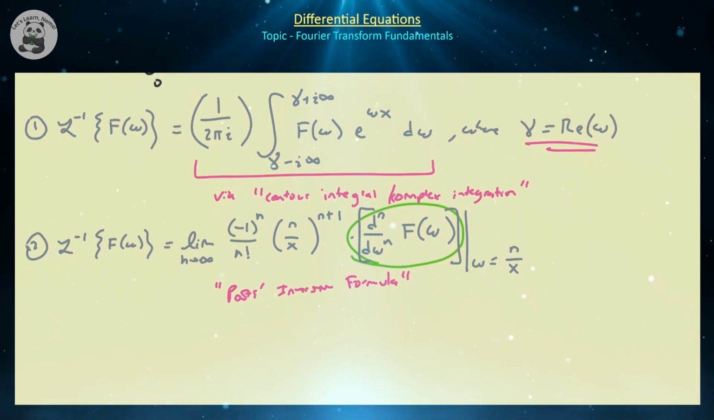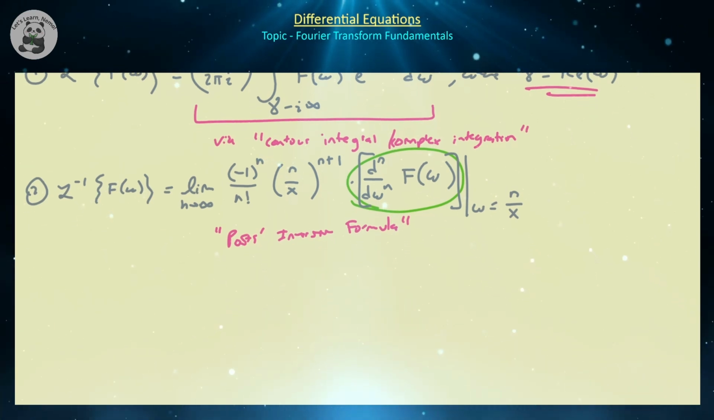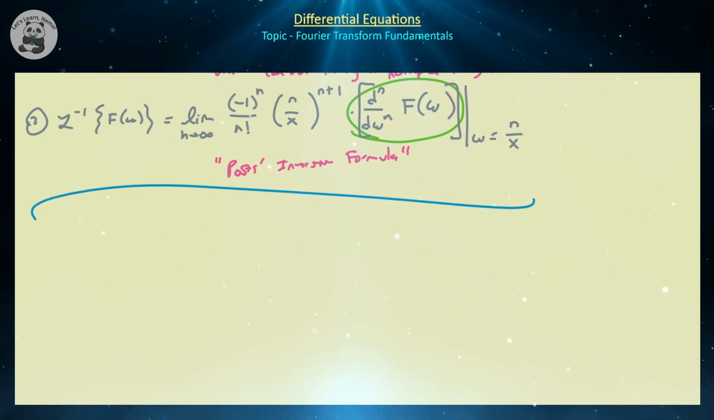So that's the post inversion formula, where all you have to do is find the nth derivative of the Laplace transform, plug in n over x, and then take that limit as n goes to infinity, and you will get the inverse Laplace transform. But it's a bit messy, right? So let's just mention, at least explicitly, these two issues, right?